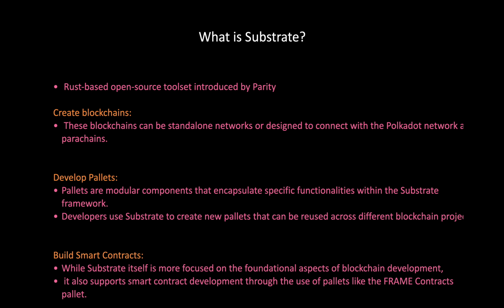There are a lot of off-the-shelf pallets. You can find them on the website. For example, for authentication, for staking, for governance, voting, and many different basic operations. You can use the pallets to assemble and create your own chain fast. You can also create smart contracts, even though it's not the main functionality of Substrate, because it's more focused on the fundamental aspects of blockchain development. But through some pallets like the FRAME contracts pallet, you can also create smart contracts.